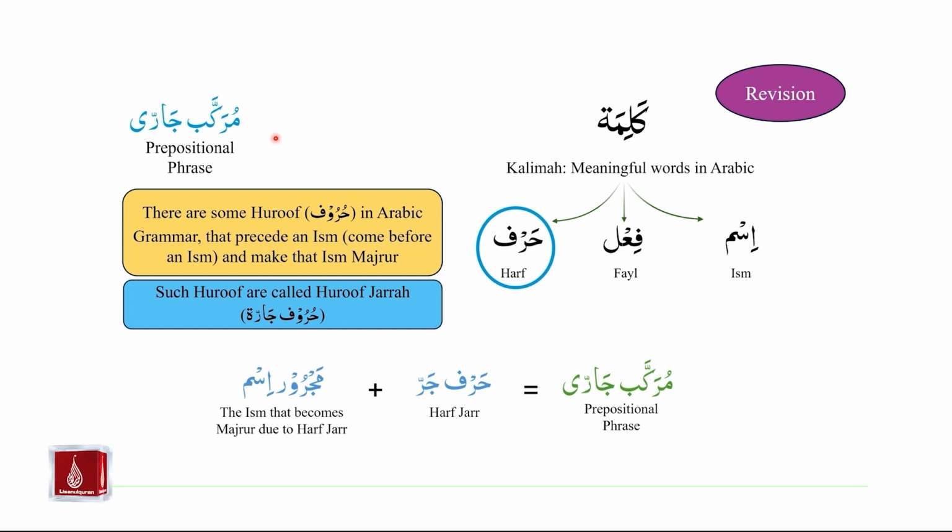We studied that there are some huruf in Arabic grammar that precede an ism, that is, they come before an ism and they make that ism majroor. Such huruf are called huruf jara. Huruf is the plural of harf. Therefore, murakkab jari or prepositional phrase is made by the combination of harf jar, which is followed by an ism that is majroor, and that ism is majroor because of harf jar preceding it.